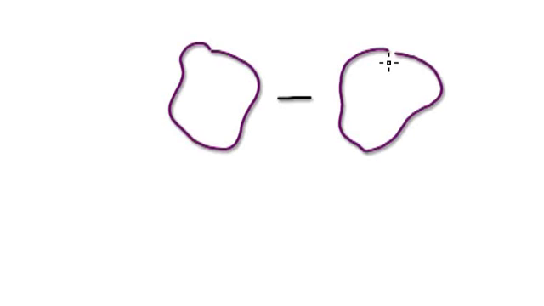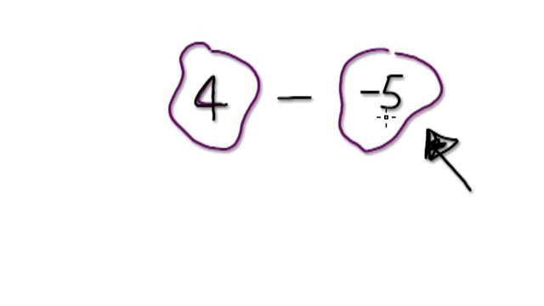If we have one number, take away another number, for example, I could have 4 here, take away. I'm allowed to put any number in here. I'm allowed to put -5 in here because -5 is a number in itself. So we don't have to always put a positive number in here.